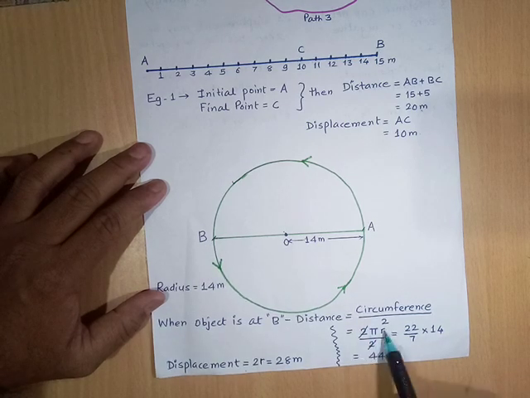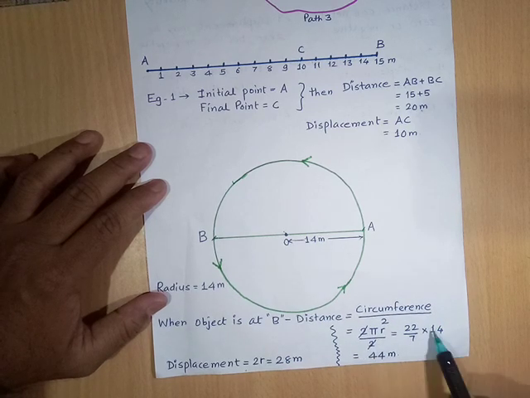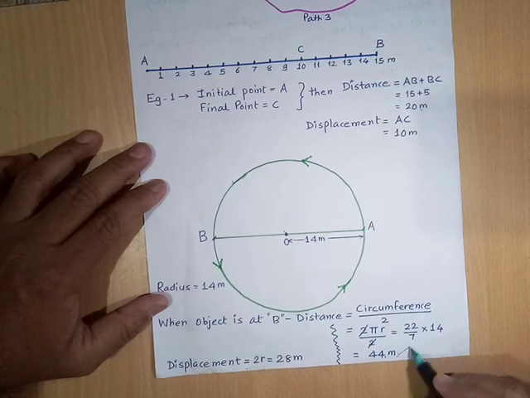So this is nothing but 2 pi r. I know that the formula for circumference is 2 pi r. So 2 pi r divided by 2, this 2 gets cancelled and it comes out to be 44 meter. Now this is the distance covered by the object.